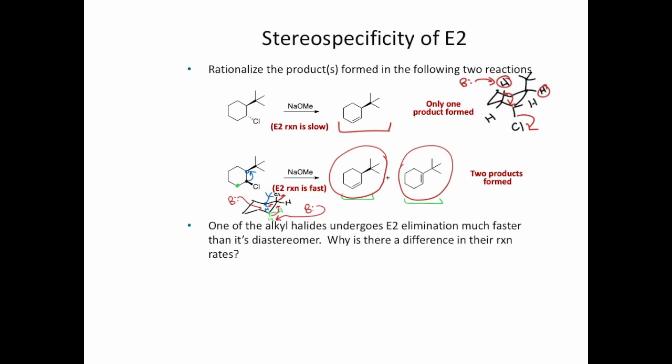Then finally, why is there a difference in the reaction rate? The top one's slow, but the bottom one's fast. Well, let's look at the chair conformer. That's the reactive conformer. And in the top one, in order for us to have that leaving group axial, we've got to put that t-butyl group in an axial position. It does not like that. So that is not going to be present to a very great extent in solution because that's very high energy.